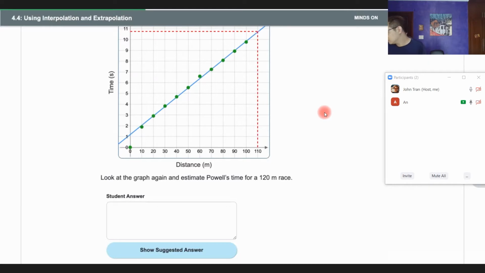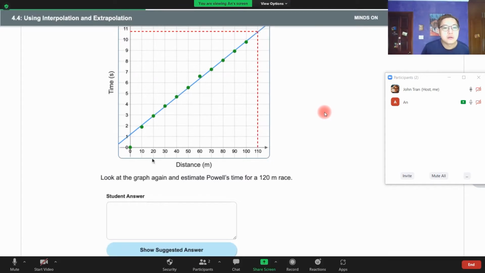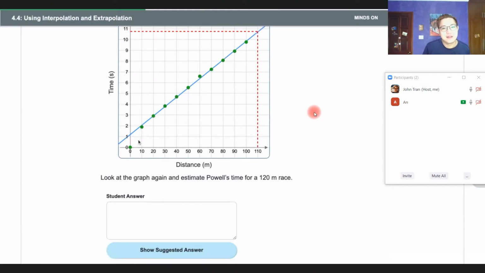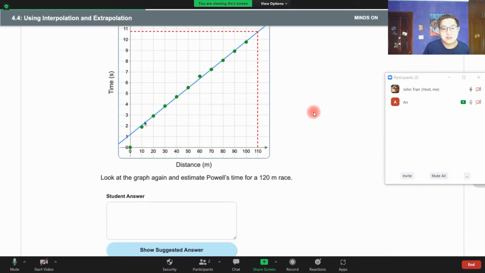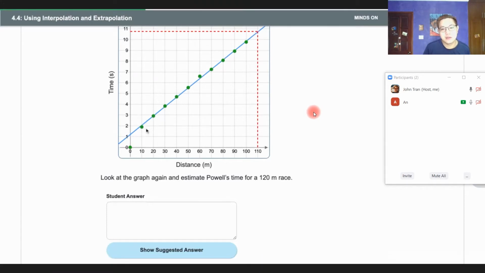For a 10-meter race, it's somewhere along this pattern. It's linear, but for zero, well, zero is a special case anyway. They ask you to find Power's time for a 120-meter race.